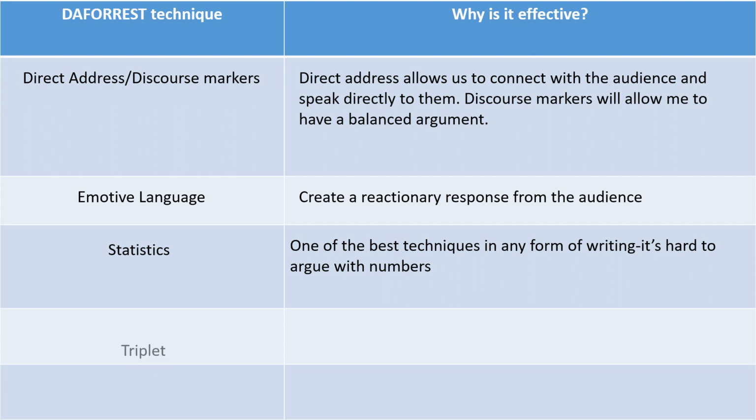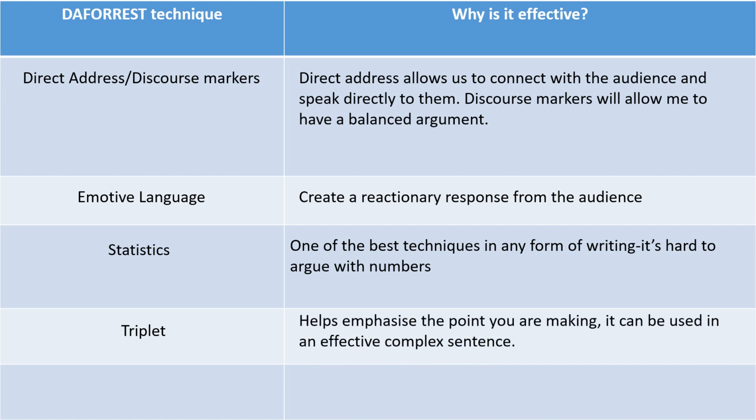A triplet. A triplet is where we've got three ideas or three adjectives towards one goal, and this helps emphasize the point you're making, and it can be used in an effective complex sentence.